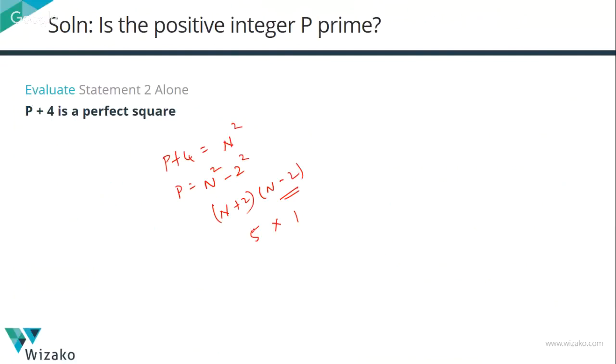So in this case, if p is 5, p plus 4 will be a perfect square and p will be a prime number. For all other values, if p is of the form n square minus 2 square, it's not going to be a prime number. So we have infinite cases where it is not prime and one case where it is prime. That is enough to spoil the broth. So statement 2 alone is not sufficient. Answer choice A is the correct answer.